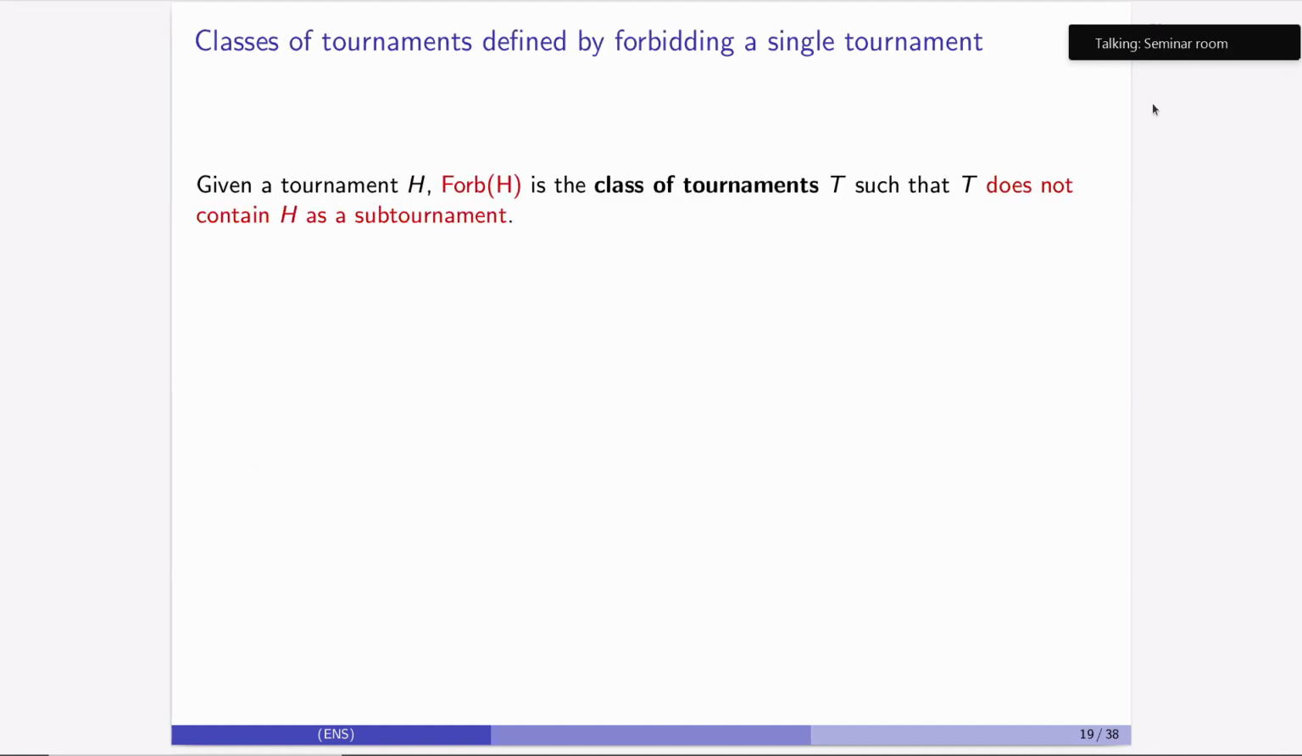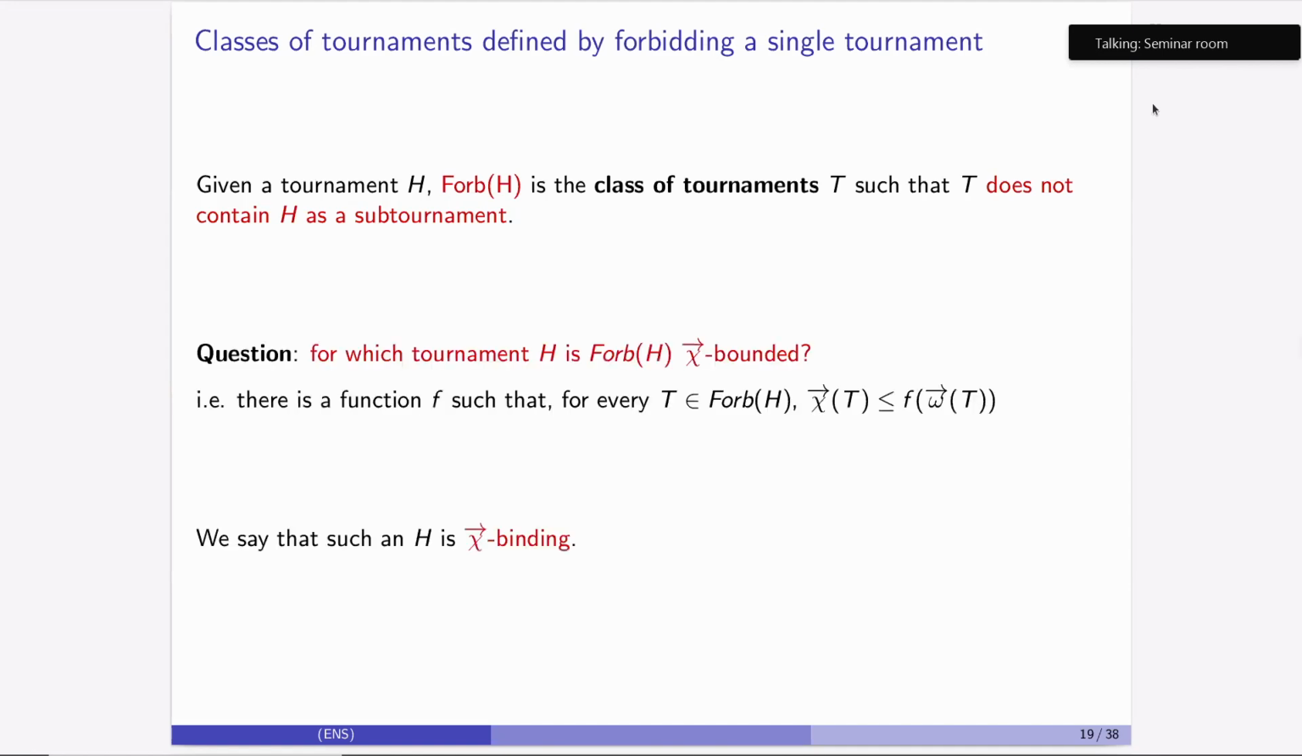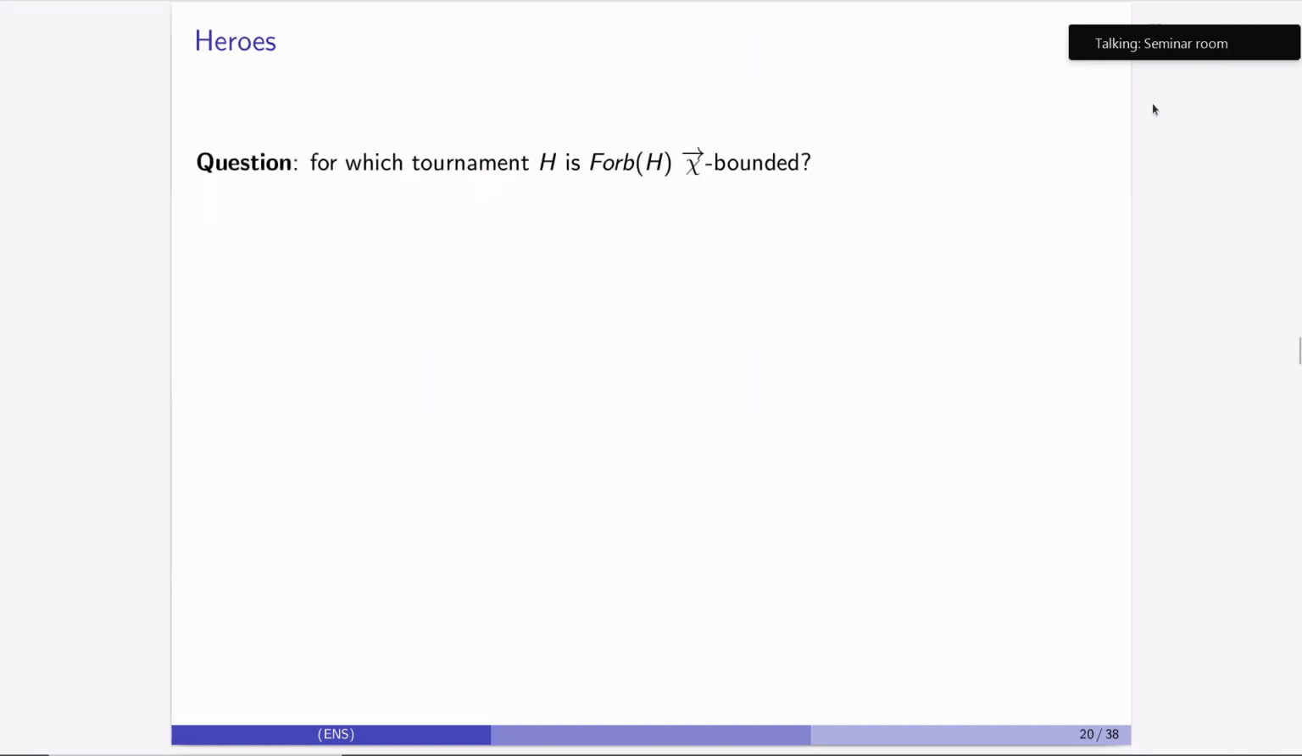Okay, now the big question. Given a tournament H, we denote by Forb(H) the class of tournaments that do not contain H as a subtournament. So it's a natural way to define classes of tournaments. And the question is, for which tournaments H is Forb(H) chi-bounded? For such a tournament H, we say they are chi-binding. And some are not, most are not. And let's investigate. Okay, so this is the question.